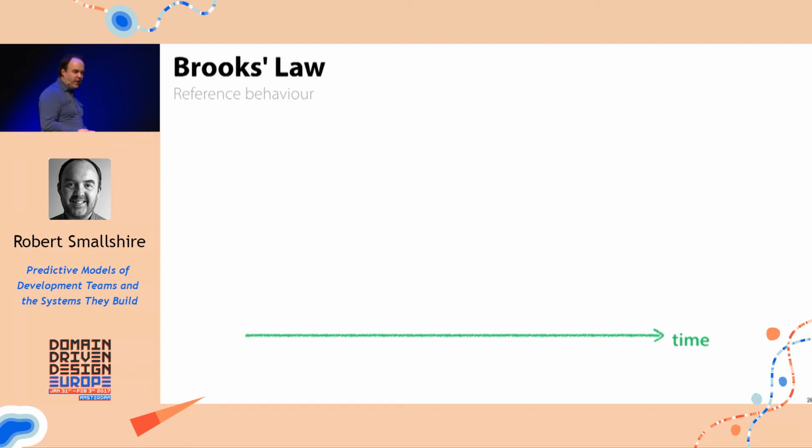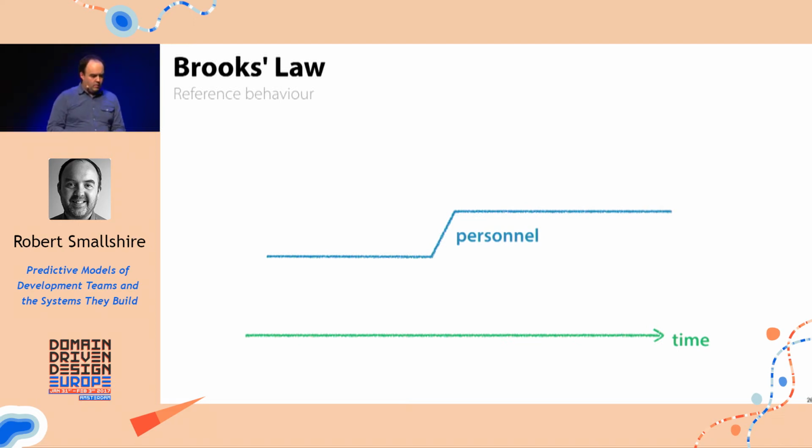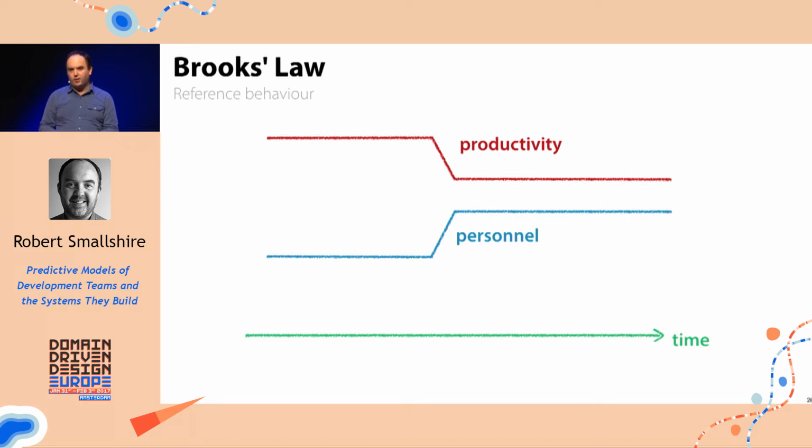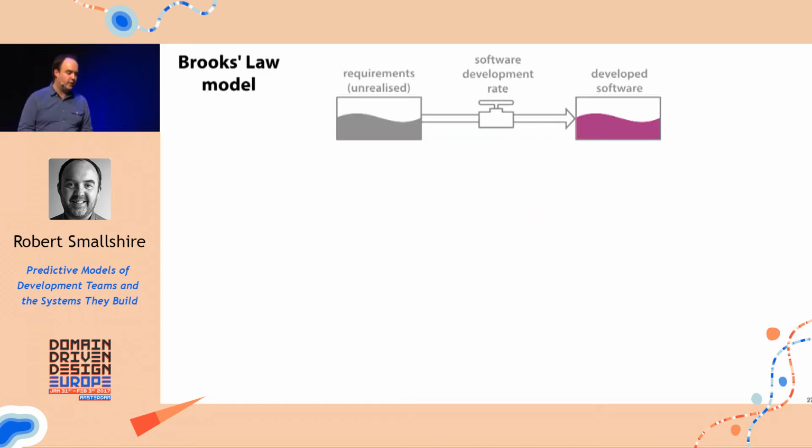Okay, so Brooks' law. We need a reference behavior for Brooks' law. It's very simple. We increase the number of personnel, and the productivity goes down at that point. And because the productivity goes down, it takes longer to do whatever it is that we're doing. So the reference behavior for Brooks' law is very simple. We just need to make a simulator that reproduces this behavior, and then we can play with it and discover some useful things about Brooks' law. So let's make a Brooks' law model using the conceptual components I've just given you.